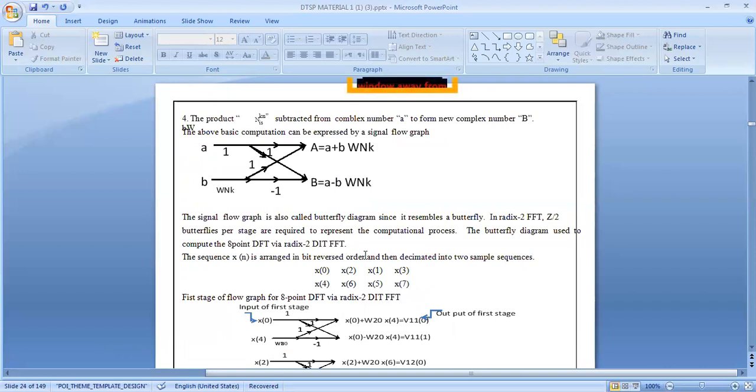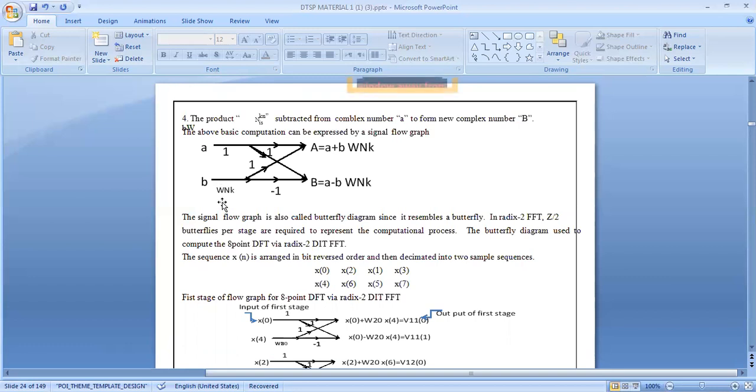The above basic computation can be explained in the signal flow graph. See over here. I said the first step, what is the first step? We have to consider the two complex numbers A and B. So we have considered the two complex numbers A and B. Second step, this B has to be multiplied with the phase factor W_N to the power of k. This phase factor is multiplied with B.